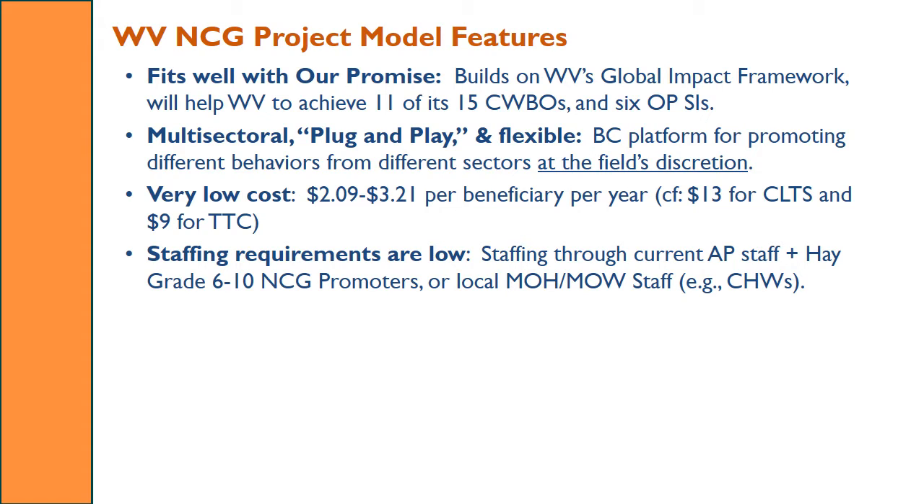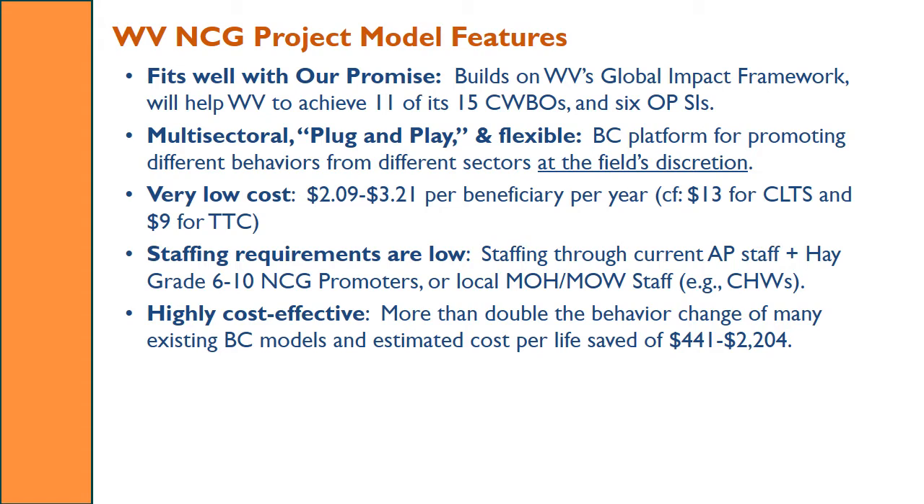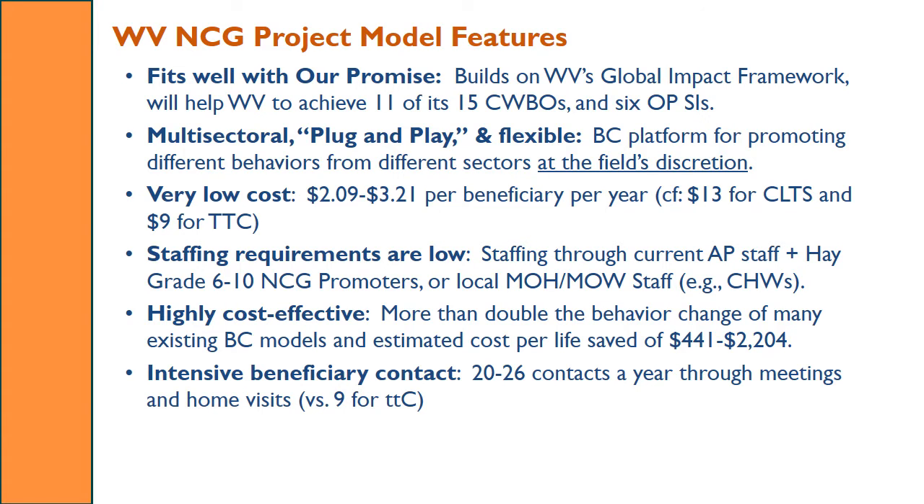You can staff it through current AP staff and people with HAY grades of about 6 to 10 for the Nurturing Care Group promoters, or you can use local Ministry of Health or Ministry of Water staff, such as community health workers. It's highly cost effective as well. We've seen more than double the behavior change of many existing behavior change models, and the estimated cost per life saved is only about $441 to $2,204. You also get extensive beneficiary contact with it, about 20 to 26 contacts a year through a combination of meetings and home visits, versus, for example, 9 for timed and targeted counseling.